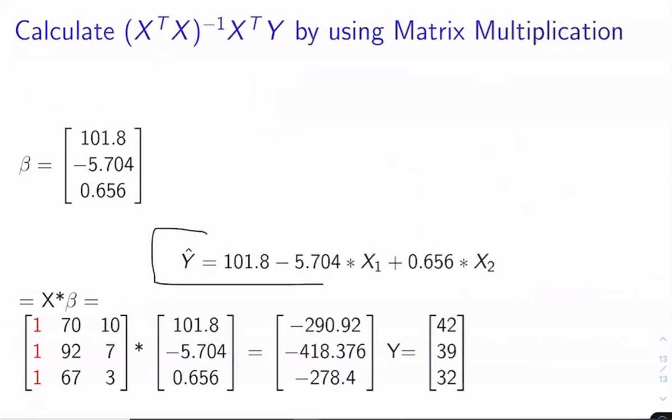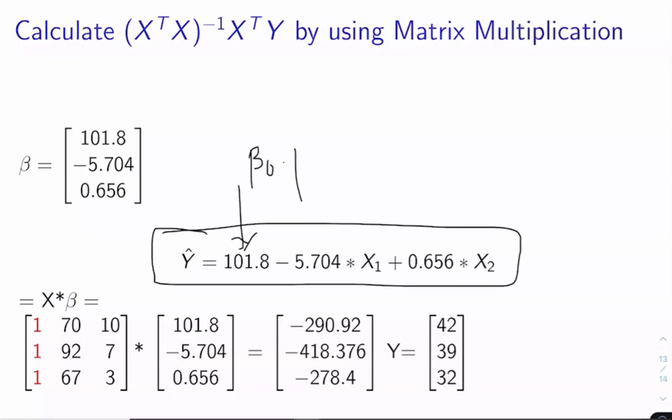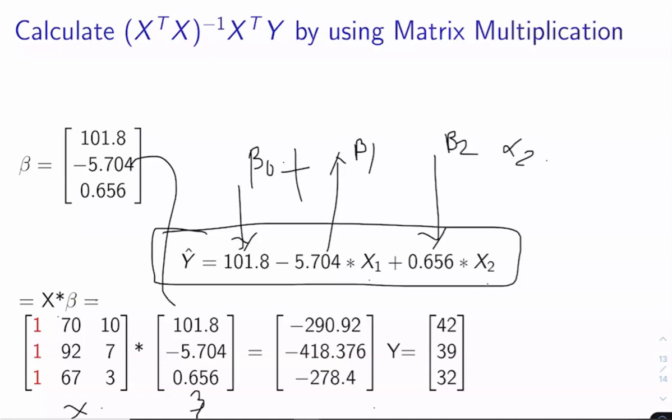Now this is the equation of the regression line that we are interested in. This is our beta 0 plus beta 1 times x1, plus beta 2 times x2. If you multiply X by beta, you will get the predicted values. This is our X matrix, and this is our beta matrix that I have reproduced from here. When I multiplied these two matrices, I got the predicted values of y using this formula.